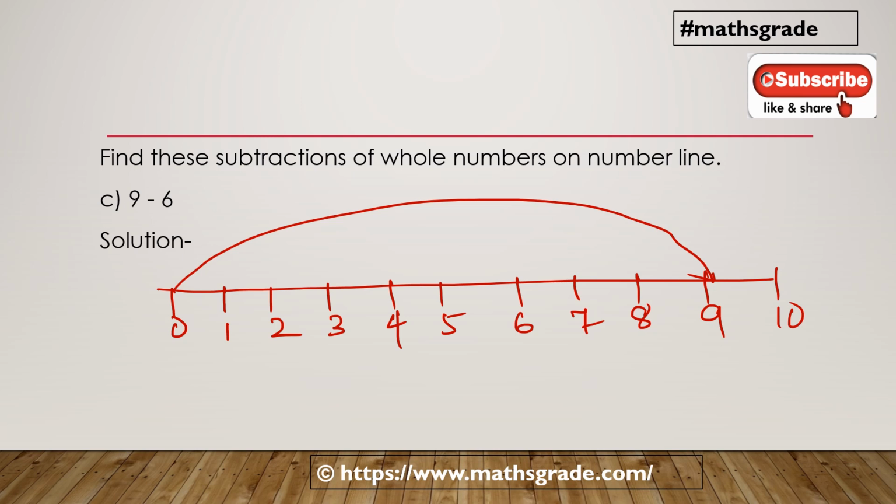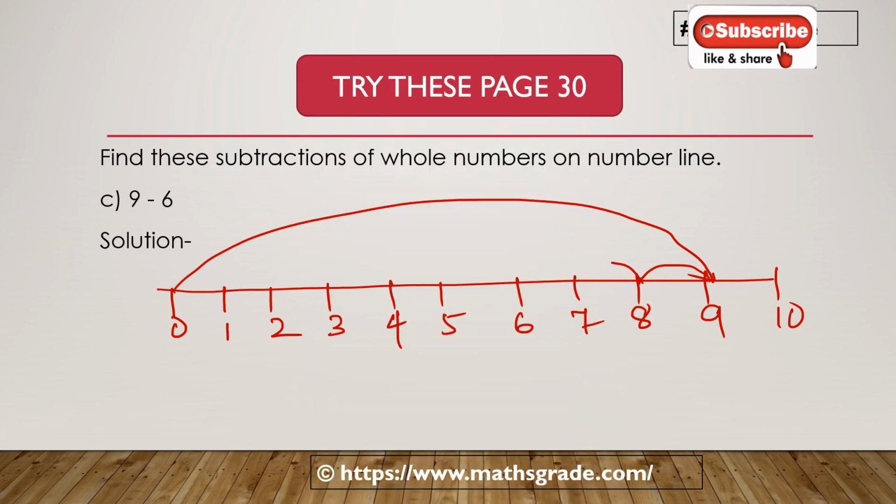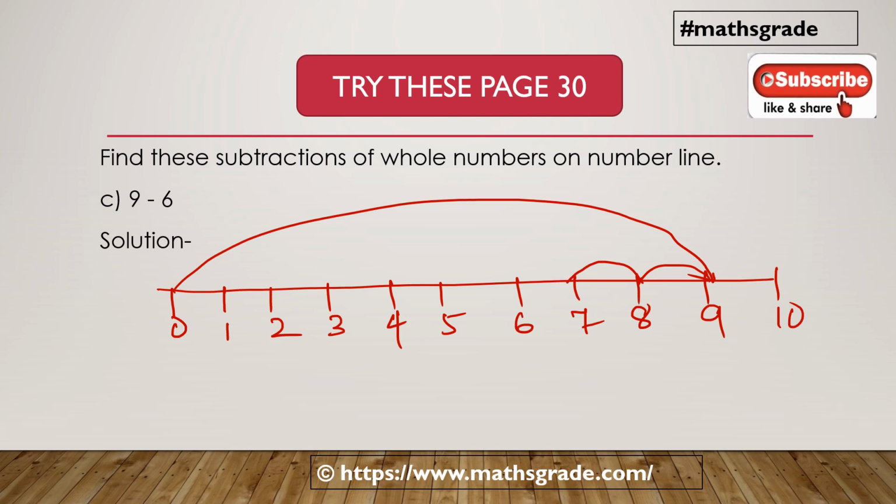From 9 to 8, 1 unit. So we have to subtract 6 units from the number 9. So 9 to 8, 1 unit. Then 8 to 7, another 1 unit, that is 2 units. 7 to 6, 3 units. Then this is 4 units, 5 units, 6 units. Now the number is 3. So 9 minus 6 is 3. And this is the representation of subtraction of whole numbers 9 minus 6, which is 3, on the number line.